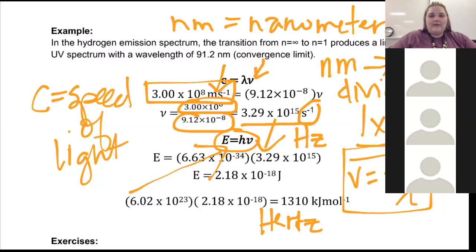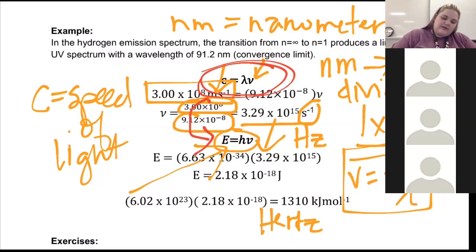If they give you the wavelength, then you're going to have to use this equation first to calculate the frequency. And then you take the answer that you got for the frequency and you plug it into the second equation here. So when you read your problem, make sure, like this one, they gave us a wavelength. That tells me, oh, this is going to be 2 steps because I'm going to have to use both equations to calculate the energy.